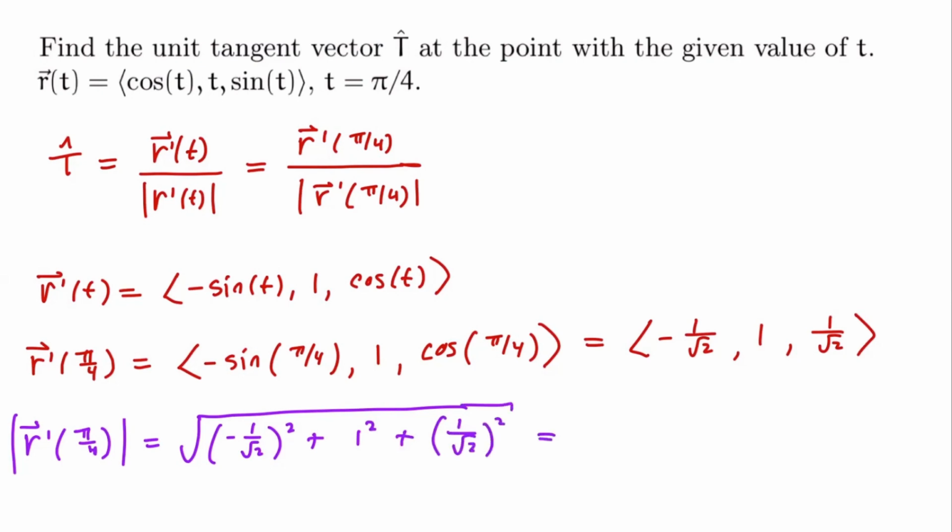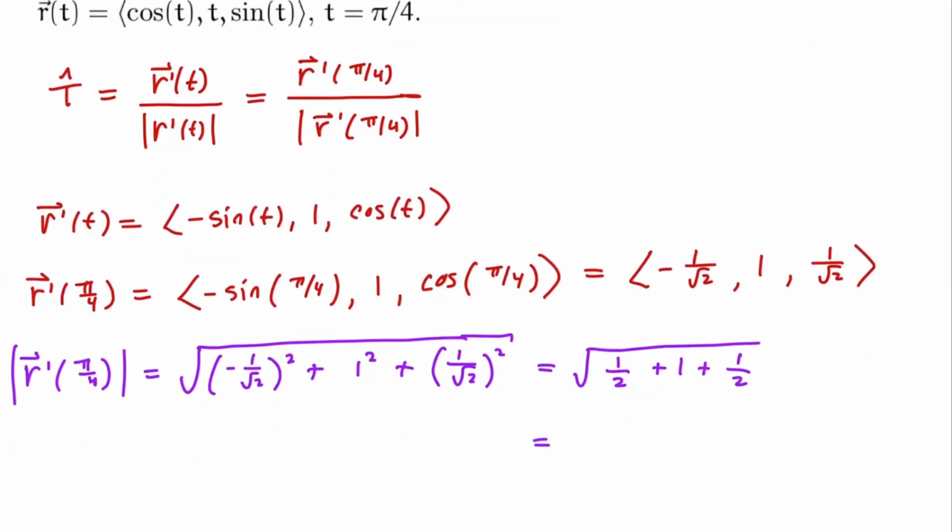All right, let's evaluate this. So this is going to be the square root of negative 1 over square root of 2 squared, that's just going to be 1 over 2. 1 squared, that's 1. And then the last term will also give 1 over 2. If you add them up, you're going to have half plus a half, that's 2 over 2, that's a 1, plus 1, that's 2, so square root of 2.